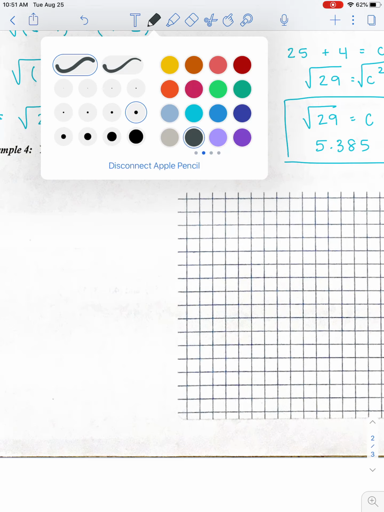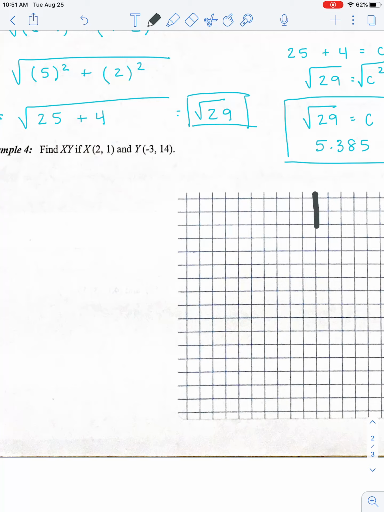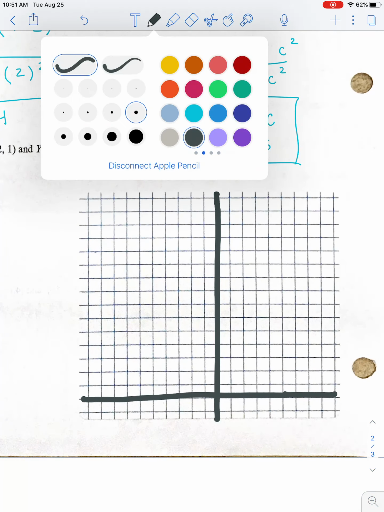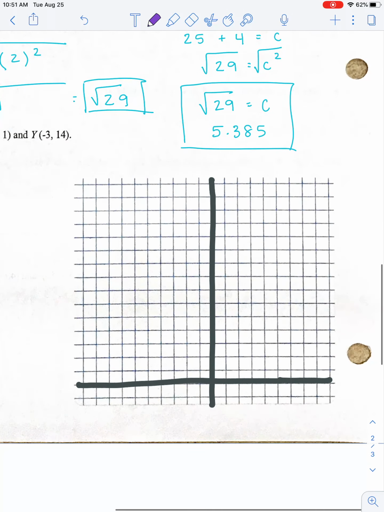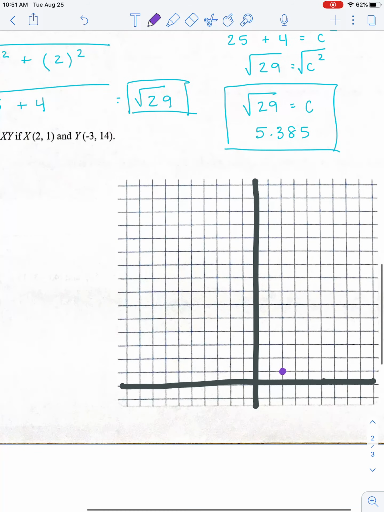I'm gonna make my axes real quick. There we go. My points are 2, 1. That's x. Negative 3, 14. All right, so I've drawn my points in.